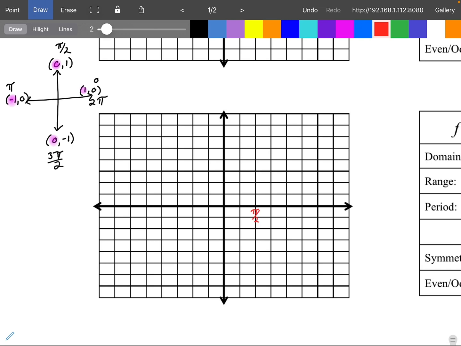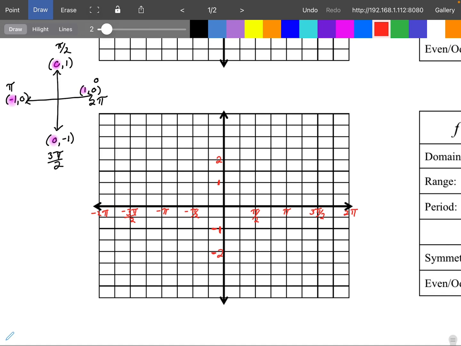So pi over 2. Then I have pi, and 3 pi over 2, and 2 pi. And if I want to go backwards, negative pi over 2, negative pi, negative 3 pi over 2, and negative 2 pi. Okay, so let's take those values for cosine. So at 0, cosine is 1 because that's the x value. So, I should probably put my y value labels on here. So we'll make this 1, 2, this will be -1, and -2.